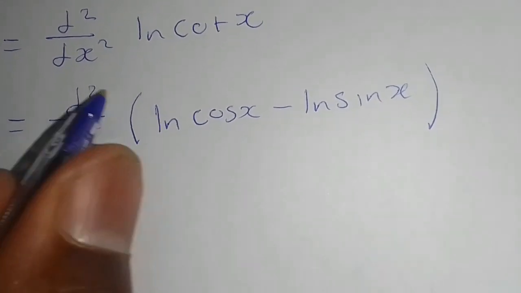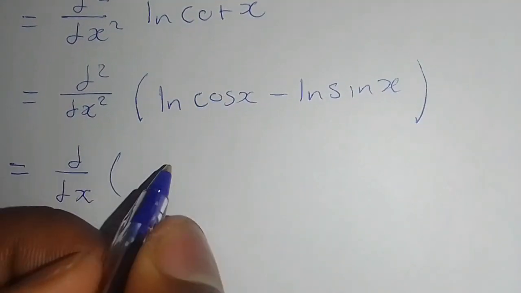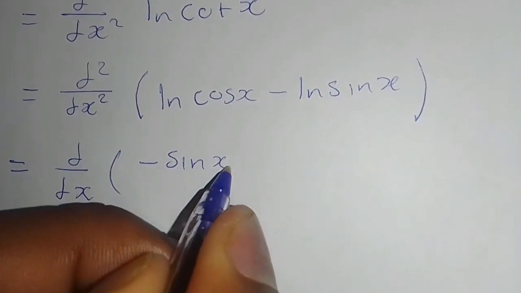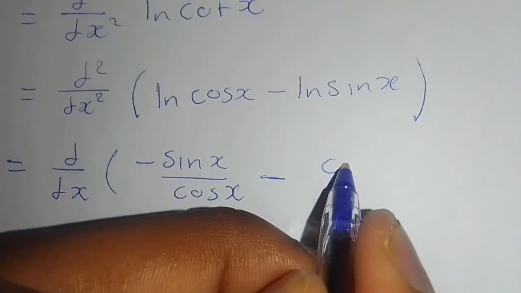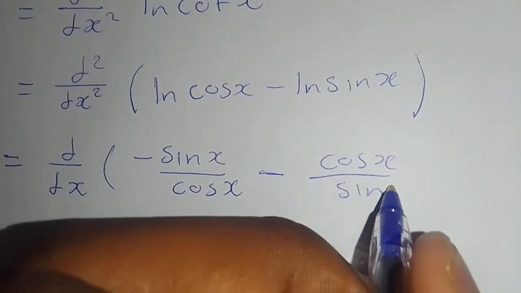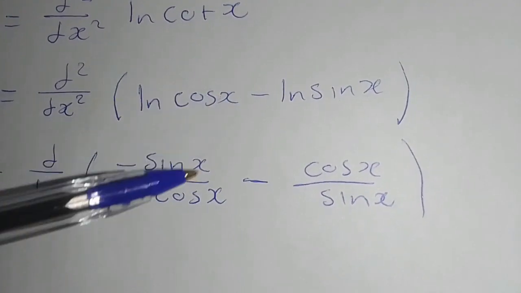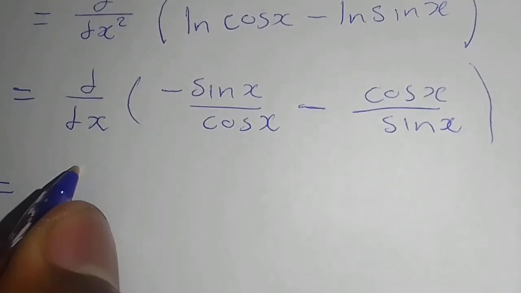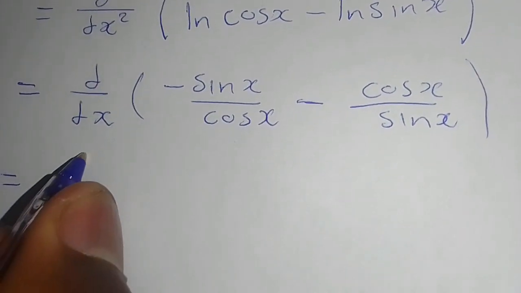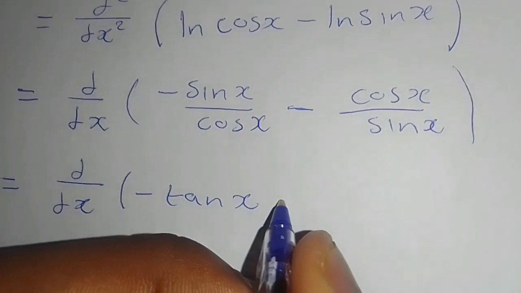Notice that if you take the first derivative of that, we'll have d over dx of, the derivative of cos is negative sine, so we end up having minus sine x over cos x, which is just going to be tan x. And then the derivative of the other one is cos x divided by sine x. Remember, the derivative of ln is the derivative of what's inside over what's inside. So that's the derivative of cos, which is negative sine, divided by what was inside, which is cosine. And so from here, we're taking d over dx of negative tan x minus cot x.